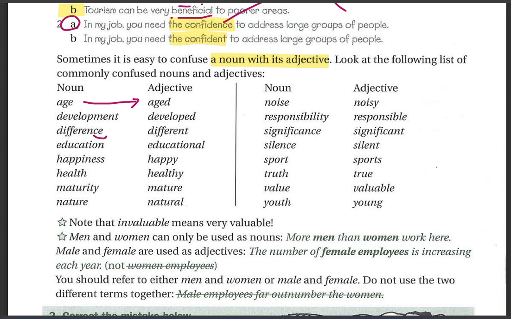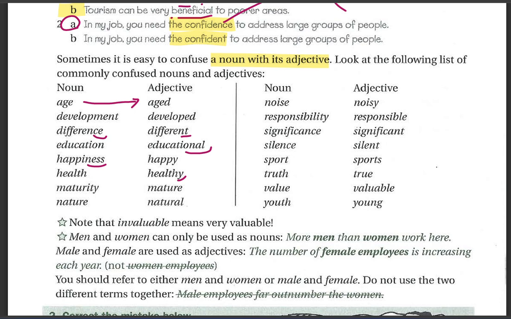Difference, noun; different, adjective. Education, educational. Happiness, noun; happy, the adjective. So the -ness is showing the noun form. Health, noun; healthy, adjective. Maturity, the noun, and mature, the adjective.